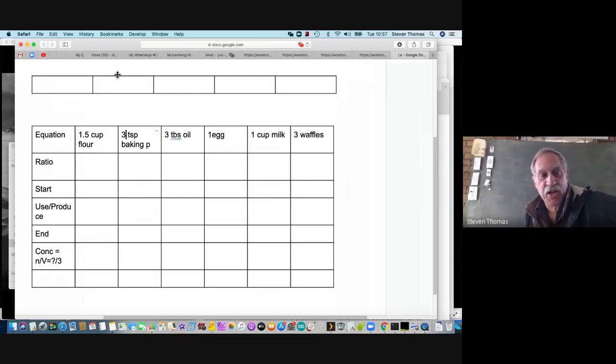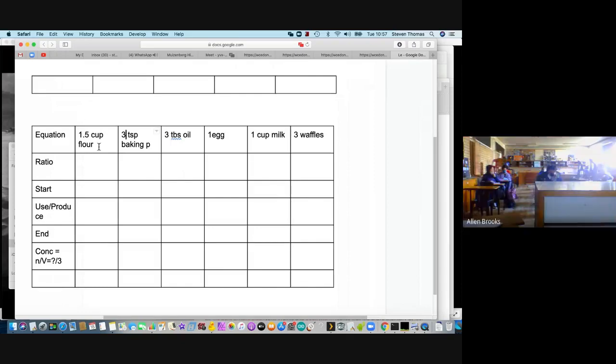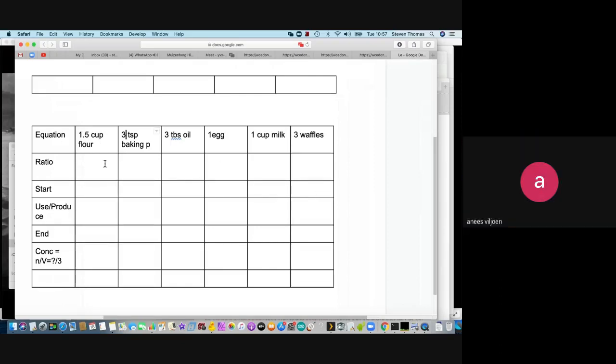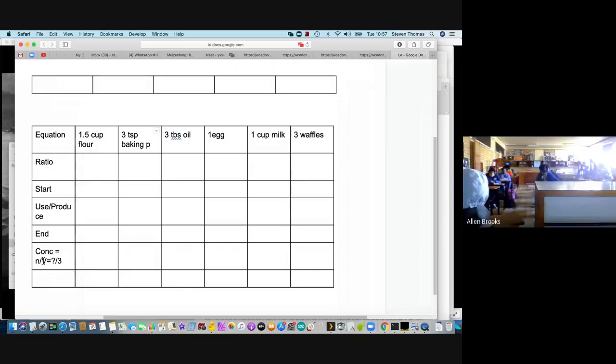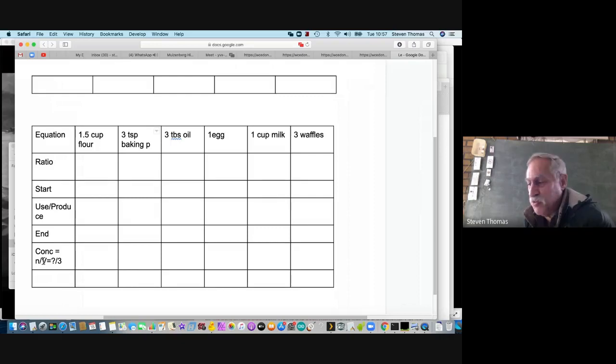So have you got this table down? No, sir. Okay, so you must get equation or recipe, ratio, start, use, produce, end, and concentration is number over volume. Number of moles, but we're doing this table for waffles.